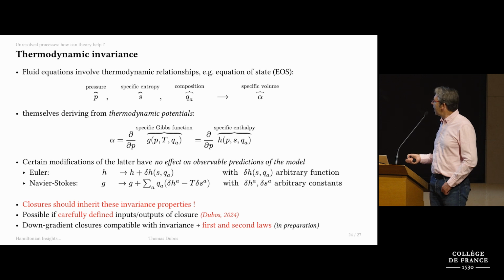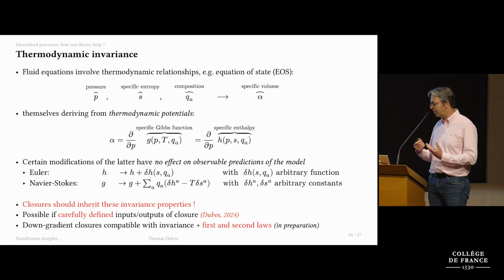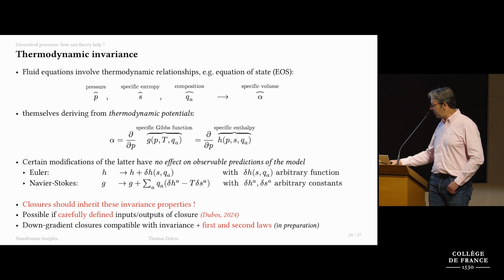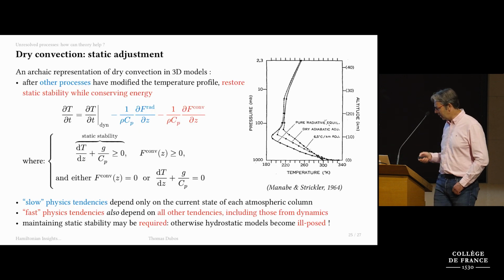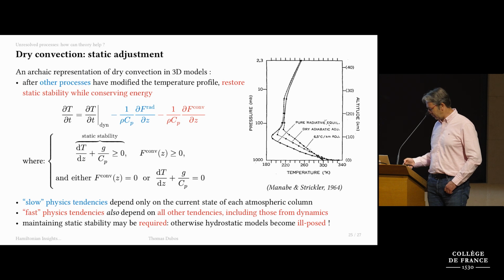And I haven't finished that, but I think starting from this, you can actually show that the down gradient closures in the style of Boussinesq can be shown to be consistent with invariance and the first and second laws. And so that was more or less turbulence and invariance. Well, that was more the question on invariance, exemplified with turbulence.